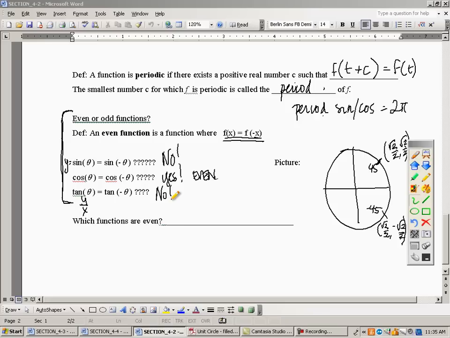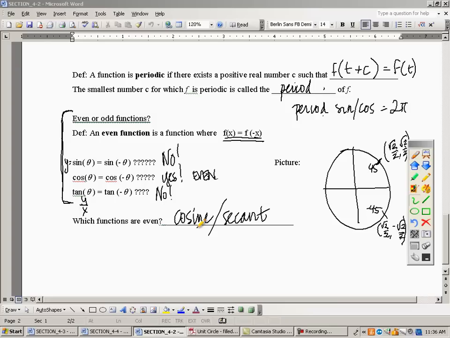So which functions are even? In this case, cosine is the even function. Its reciprocal function, which we're going to talk about tomorrow, secant, is also even. And again, I will hit more on that tomorrow when we start doing 4-3. But if the original is even, then its reciprocal function is also even. So keep that in mind.